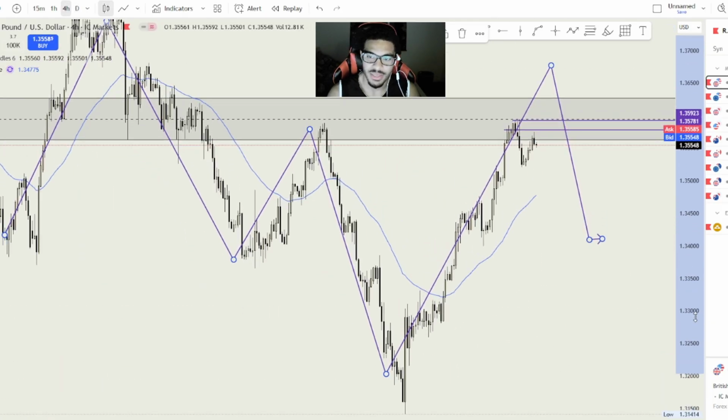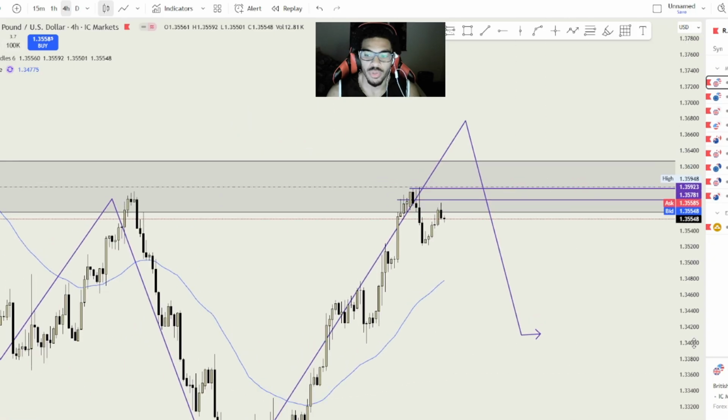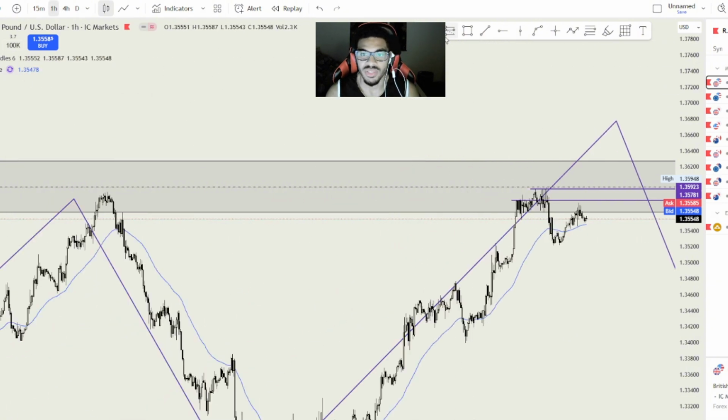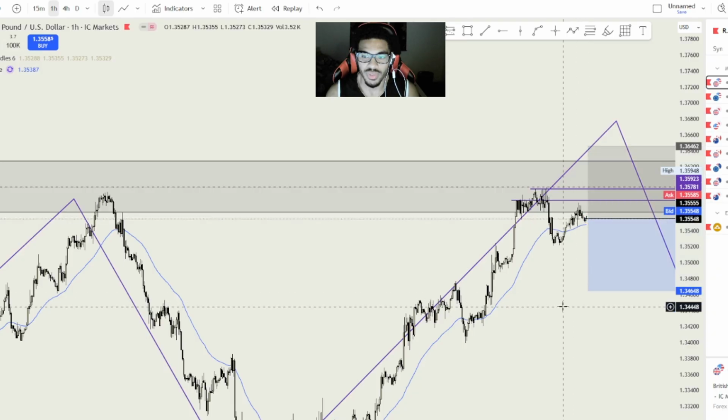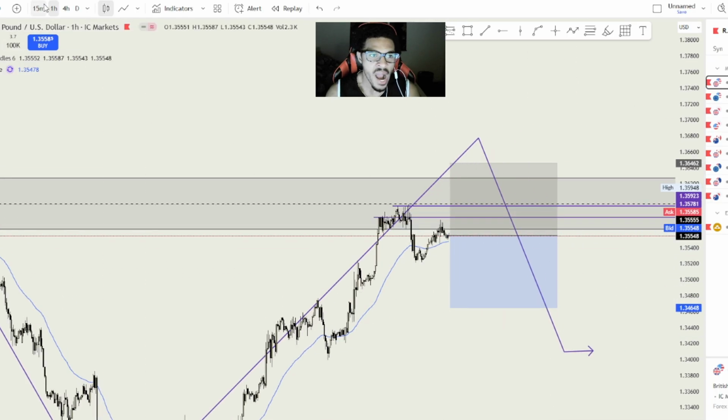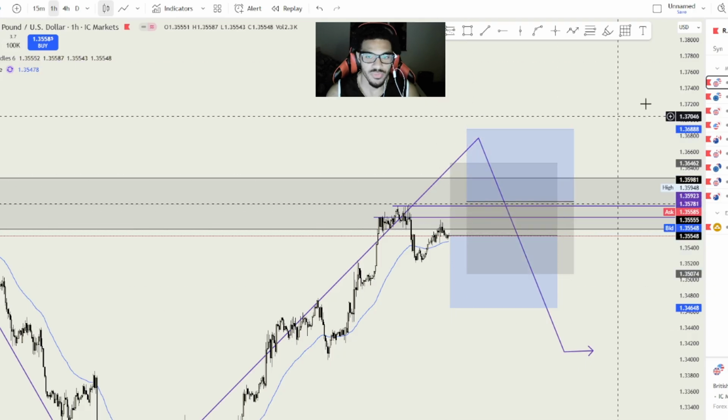On the 4 hourly, we're just waiting for price to either break this level and continue to go up, or continue to reject and make its way down again. That's what we're waiting for at the moment, so nothing too crazy. Potentially look for shorts off this zone if we see it wanting to continue down, or we'll look for longs if we break the structure to the upside. So if it goes up and breaks the structure here, we're looking for longs.